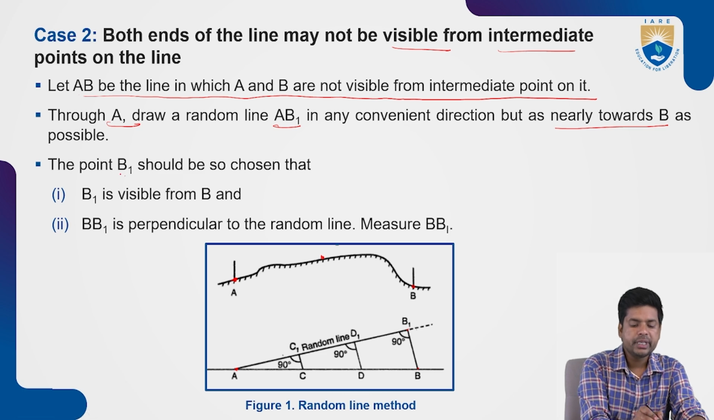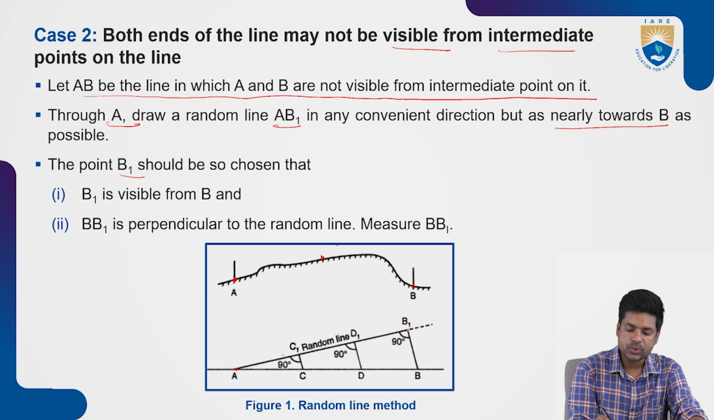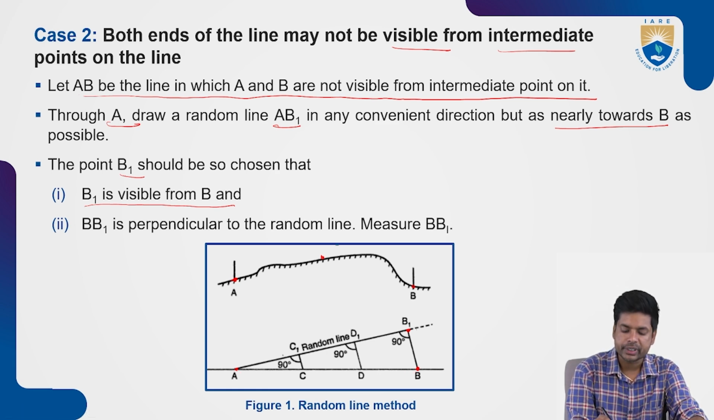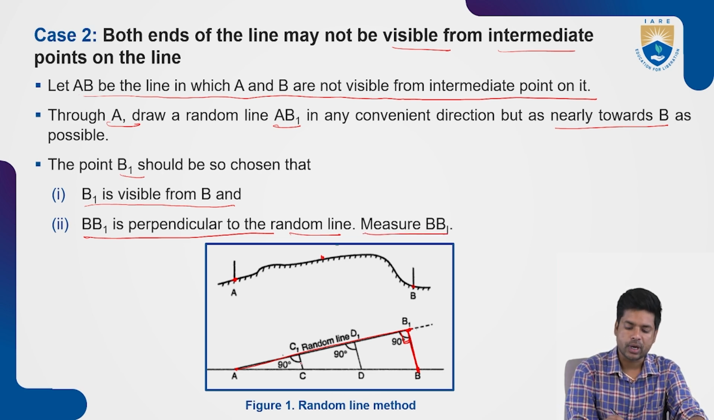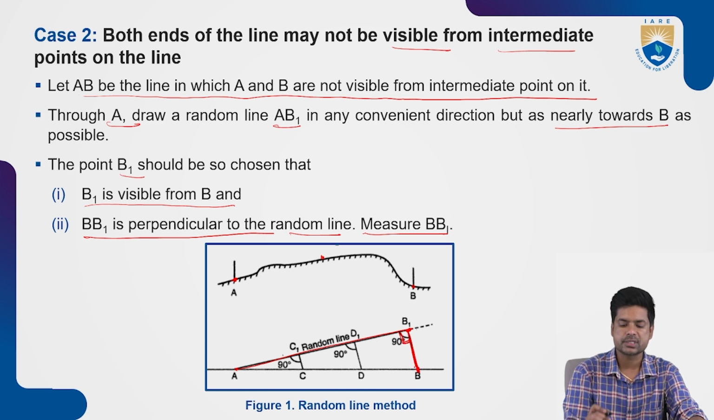Now while choosing this point B1, we have to follow these 2 conditions. The first one is that B1 is visible from the B end. Initially we don't have this line, but we are going to draw one line randomly, that is AB1, and when you choose the point B1, it should be visible from point B. And BB1 is perpendicular to the random line. If you join these 2 points, this line BB1 should be perpendicular to the line AB1. That means it maintains an angle of 90 degrees, right? And measure BB1. After locating the angle, now measure the distance of BB1. This is the next step.